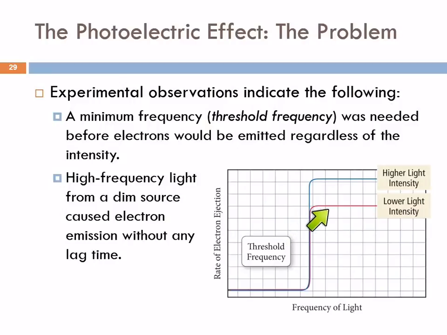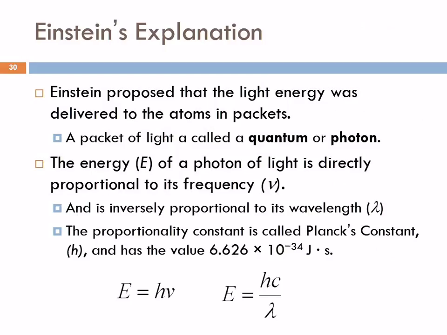So what we observed here is that difference in intensity of the light did affect the rate of electron ejection, but there wasn't any lag time at all. But it did have to do with the frequency. And so Einstein explained this by proposing that light energy is delivered to the atoms in little individual packets. They're called photons or quanta. So a photon is a packet of energy, a piece of light, a piece of energy. The energy of that photon, that packet, is directly proportional to its frequency and inversely proportional to its wavelength.